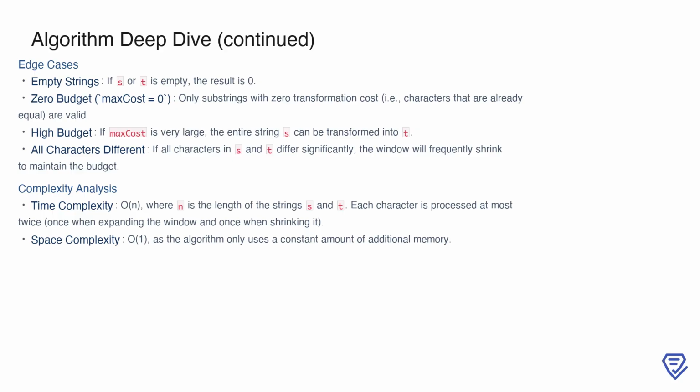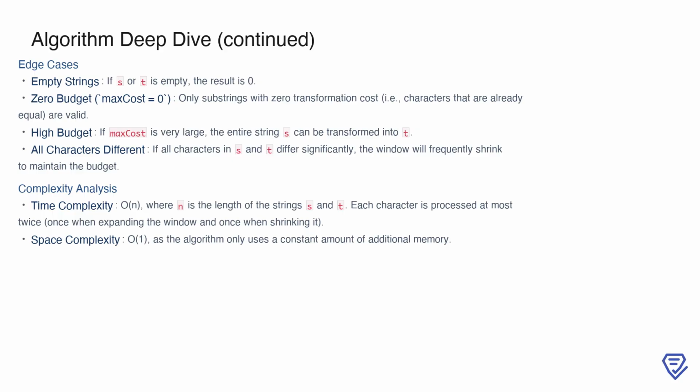When solving this problem, it's important to consider edge cases. If either string s or t is empty, the result is straightforwardly 0, as no substring can exist. If the budget max cost is 0, only substrings with no transformation cost, where the characters in s and t are already equal, can be valid. On the other hand, if the budget is very large, we can transform the entire string s into t. Another scenario to handle is when all characters differ significantly, causing the window to frequently shrink to meet the budget constraints. These edge cases ensure that the algorithm remains robust under all possible inputs.